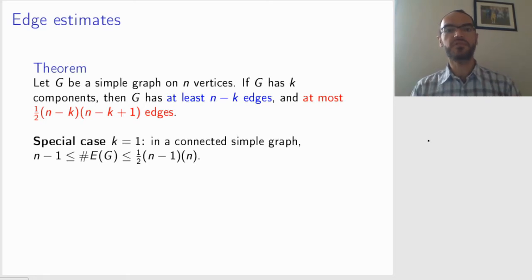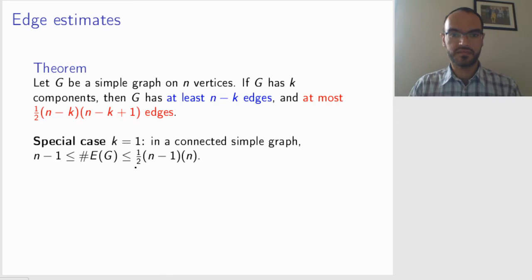Before we get into the proof, let's look at the special case where k equals 1. In the special case, our graph has just one component, so it is connected. It's a connected simple graph. So the statement then says that a connected simple graph has at least n minus 1 edges and at most 1/2 times n minus 1 times n edges.